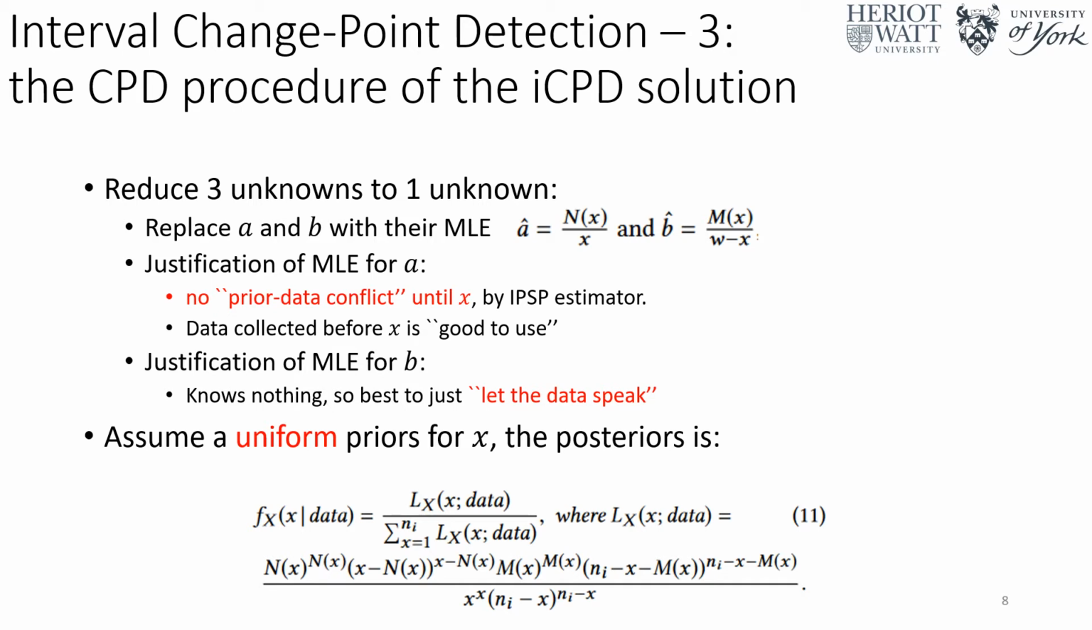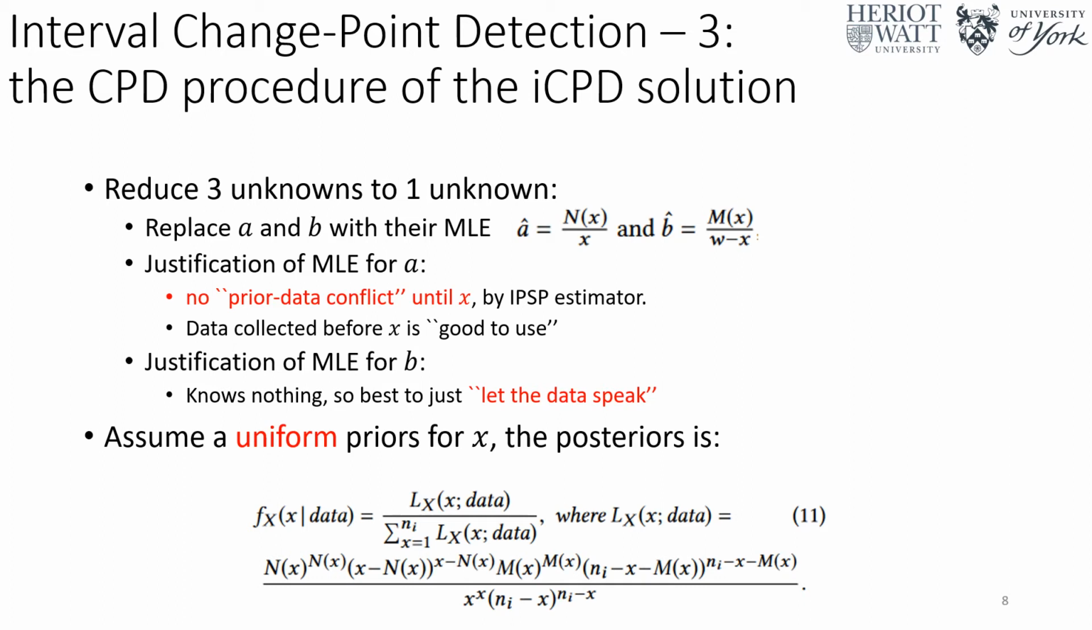The justification of using MLE for A is from the IPSP estimator, we know there is no prior data conflict before x, so the data collected before x is good enough to use. And the justification of using MLE for B is after the change point, we have no knowledge at all about the new value of the transition parameter. So the best strategy is just to let the data speak for themselves. And now we have reduced the unknowns in the likelihood function from 3 to 1, which is the L sub x function in the equation 11.